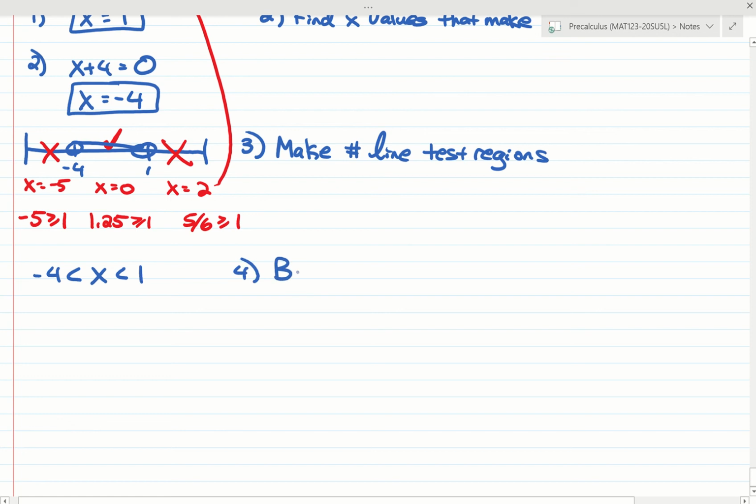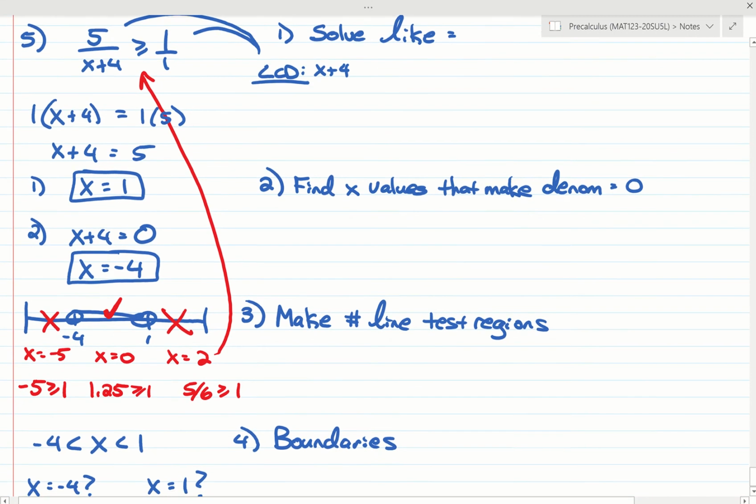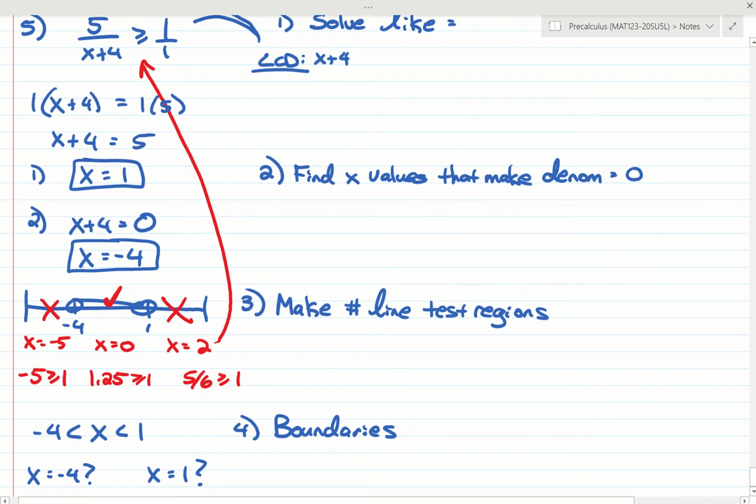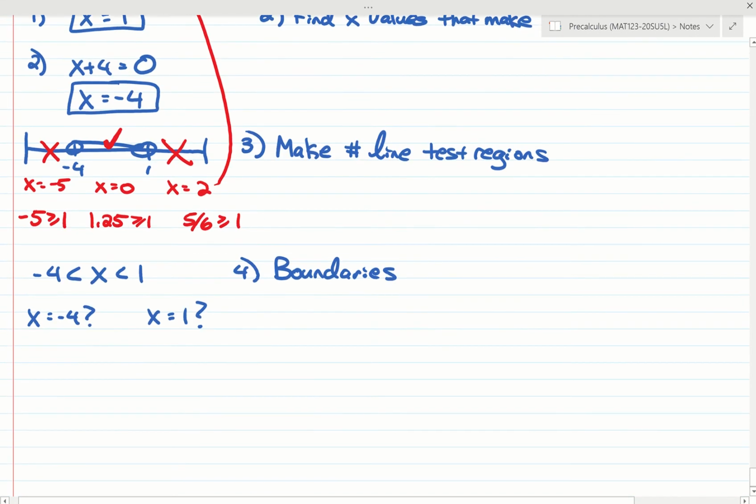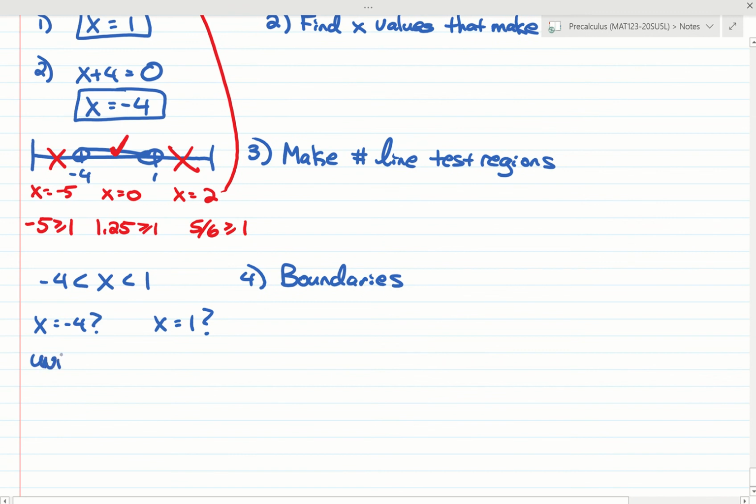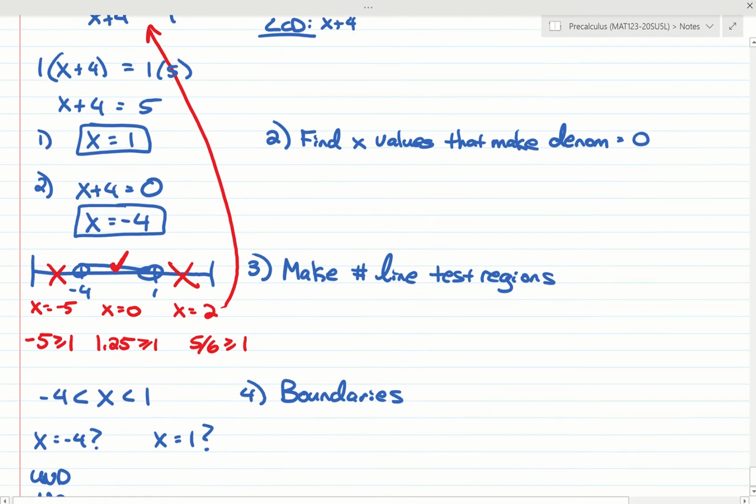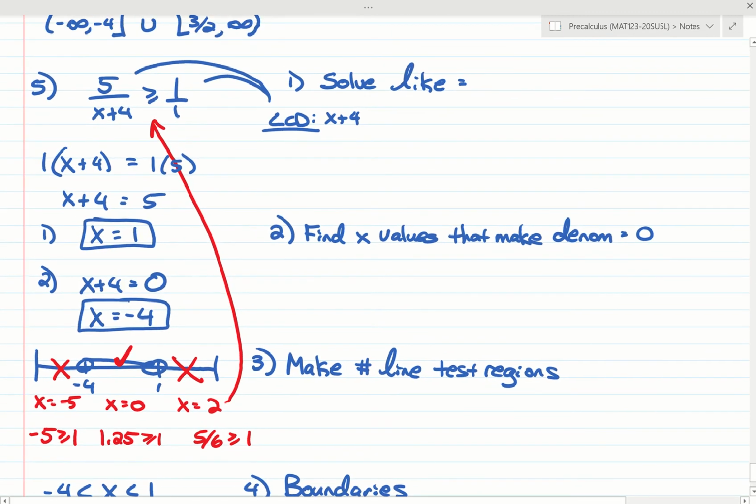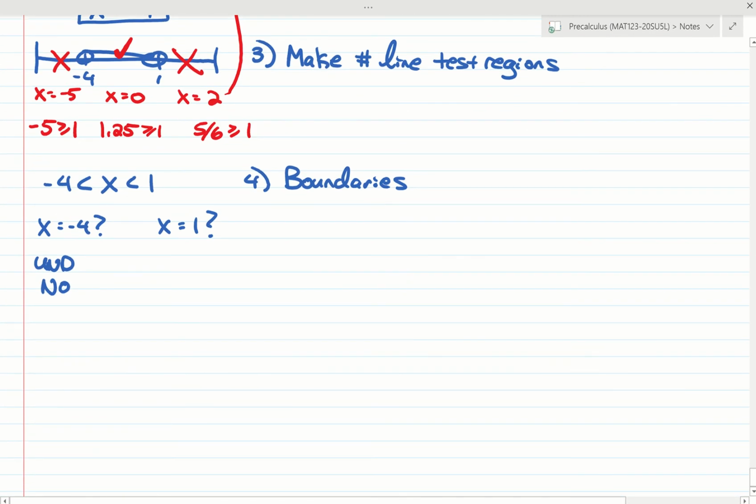So you could probably guess our last step. We just want to test the boundaries. Could x equal -4? Could x equal 1? Well, let's plug them in, or we could even take a look. What happens if we plug in -4? We get a denominator equal to 0, right? So this would actually be undefined. So the answer is no, it can't be -4. If we were to plug in 1, well, if we did the math right, we'd have 5 over 5 or 1. So is 1 greater than or equal to 1? Yeah. So we can include that value.